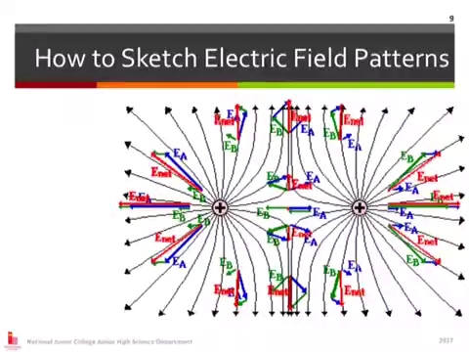If we repeat the above procedure for a few more locations, we would be able to find the electric field pattern for this configuration of two positive charges. Notice that the resultant electric field vectors point tangentially to the direction of the electric field lines at any given point.